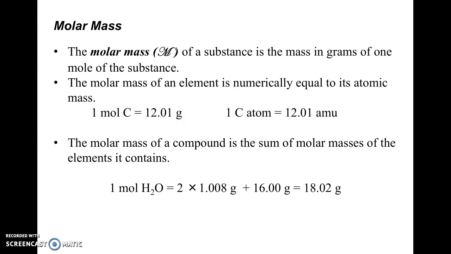And so for water, it would be 2 times 1.008 grams per mole for the hydrogen, and the oxygen is 16.00. So you get the same number, but instead of 18.02 AMU, you get 18.02 grams for 1 mole of water. And sodium chloride comes out to 58.44 grams in a mole.